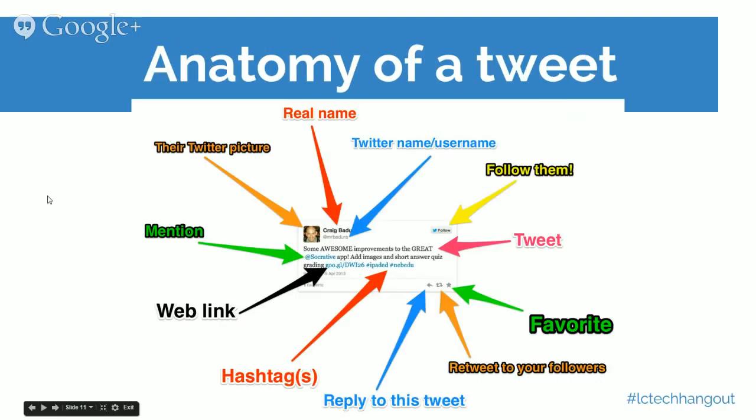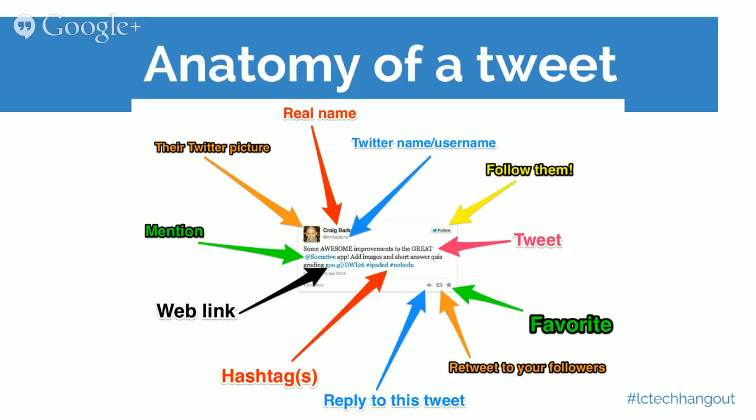So this is the anatomy of a tweet. Might be a little bit hard to see. Hopefully that's big enough for you to see. If you are on twitter.com, this is typically what it looks like, and most other services are very similar. You have in the yellow there their Twitter picture. Anyone can put up a Twitter picture. It's a great way to let people introduce themselves a little bit.